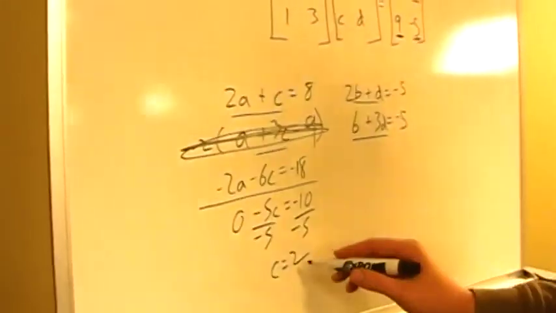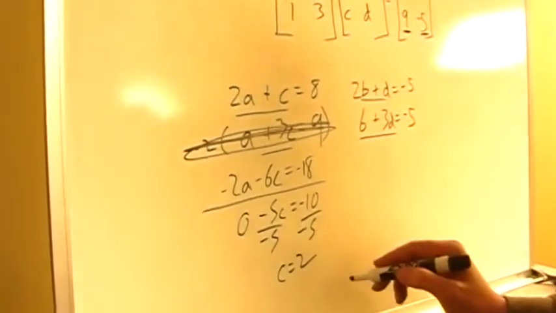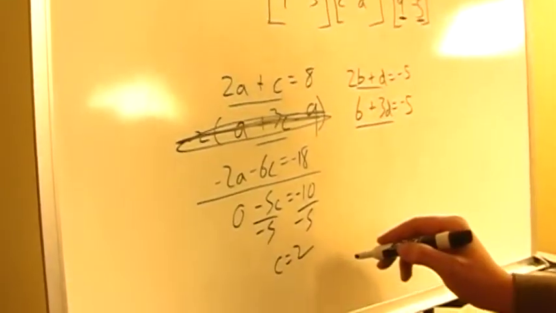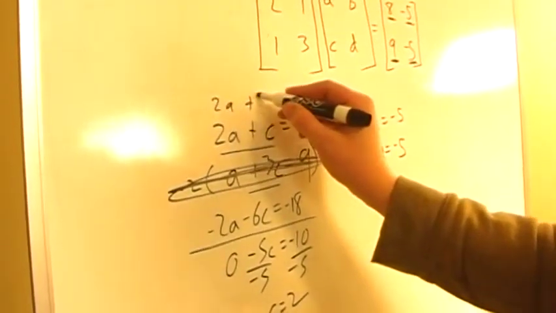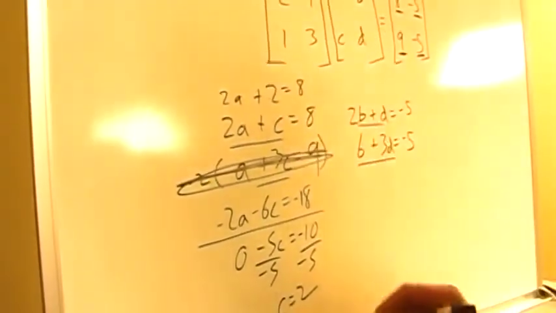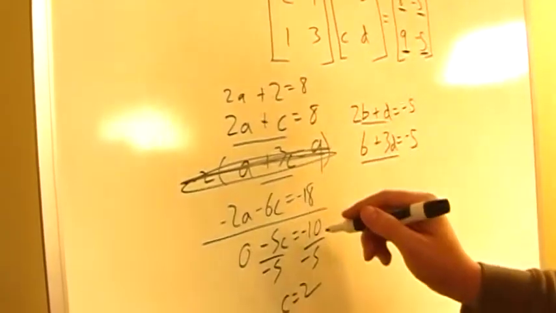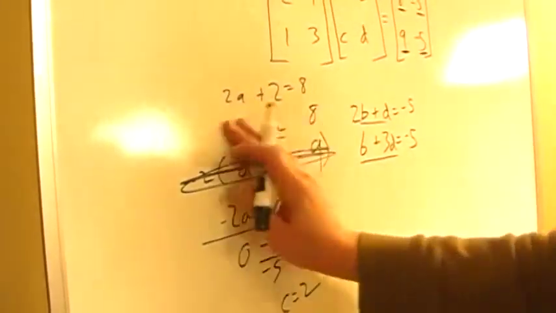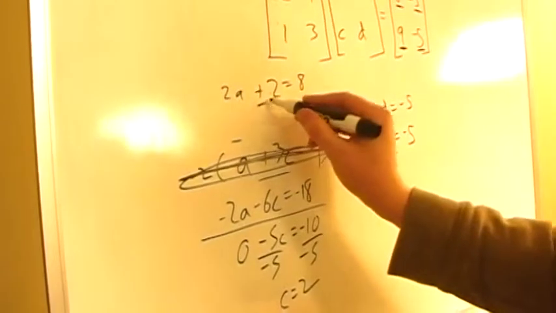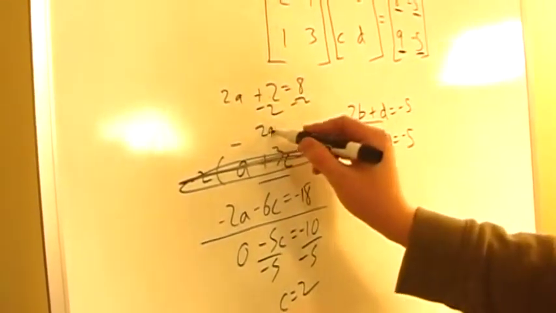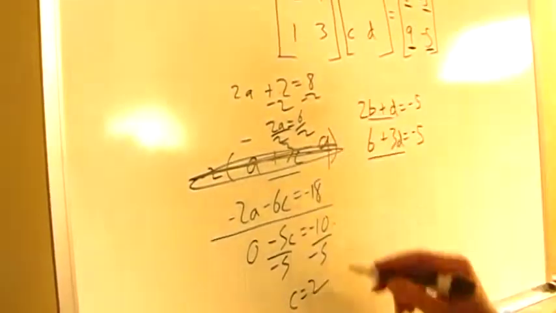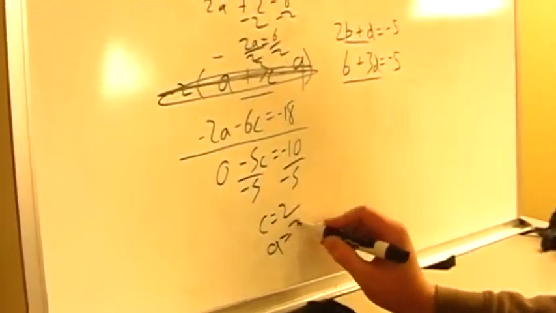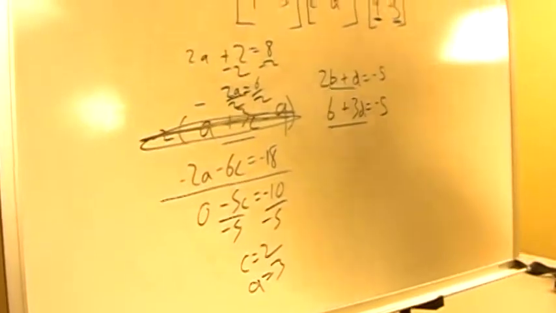Now we can plug 2 in for C into this equation. So we're left with 2A plus 2 equals 8. We can subtract that 2 from both sides, and we're left with 2A equals 6. We divide that by 2. We know that A is going to give us what? A 3. So those two variables are solved.